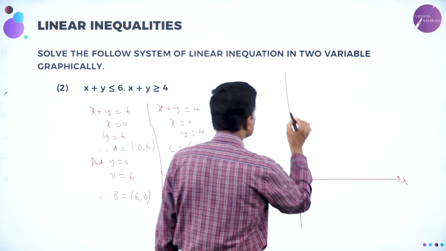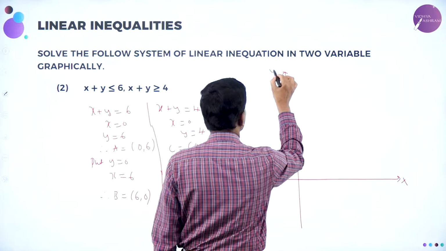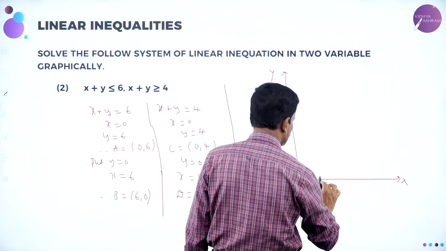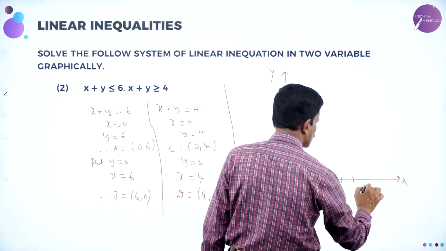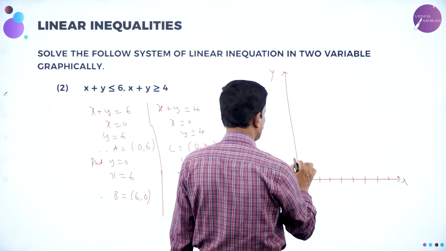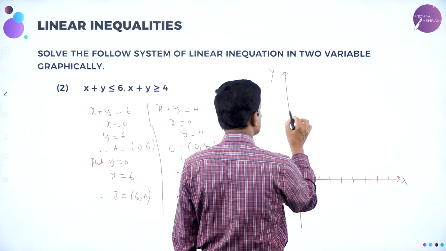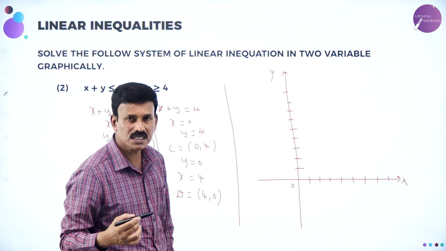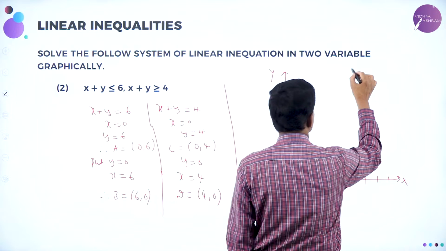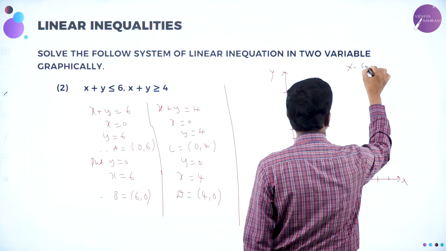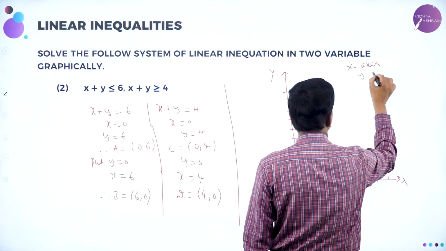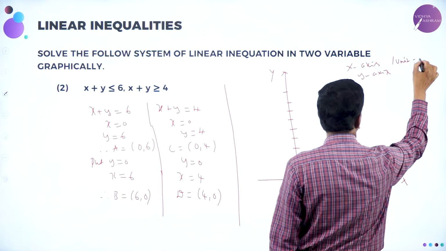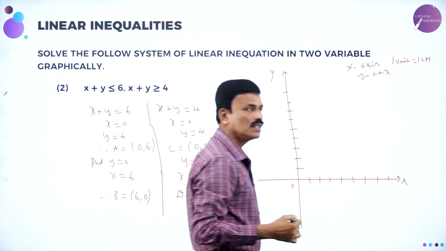This is the x-axis, y-axis and the origin. Now let us write the scale: 1, 2, 3, 4, 5, 6, 7, 8, and again 1, 2, 3, 4, 5, 6, 7, 8, 9. Take a suitable scale on the x-axis and y-axis. 1 unit is equal to 1 centimeter. Right.